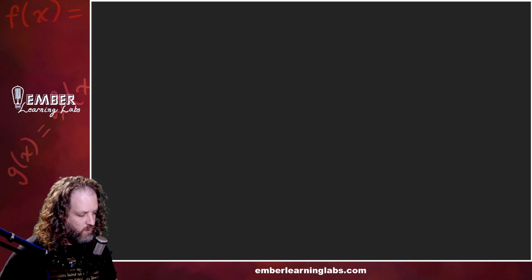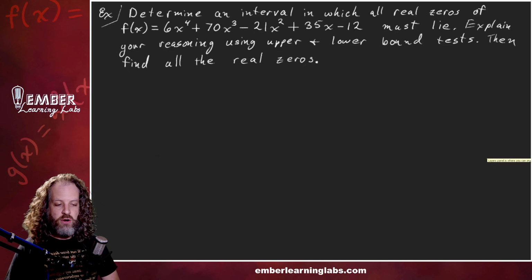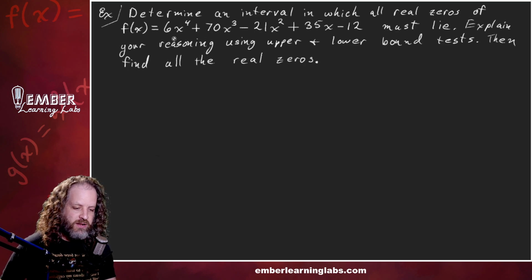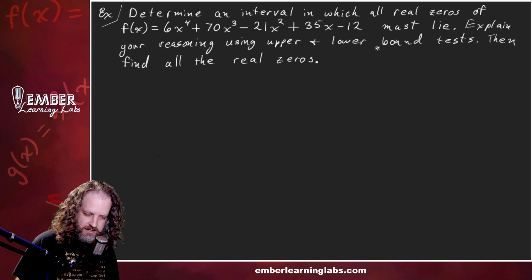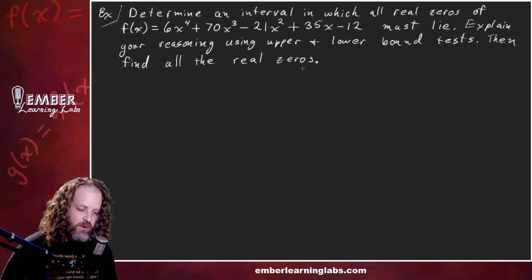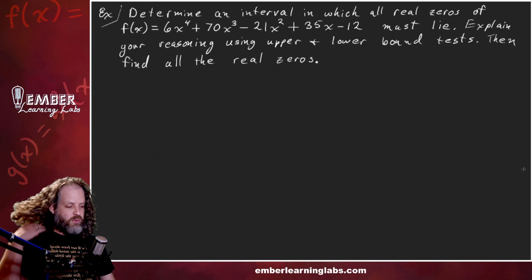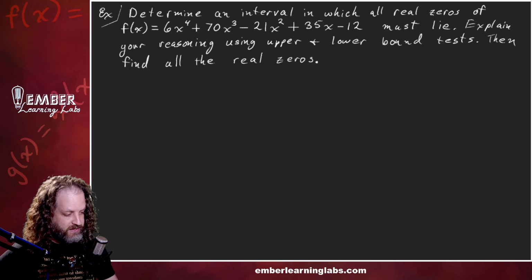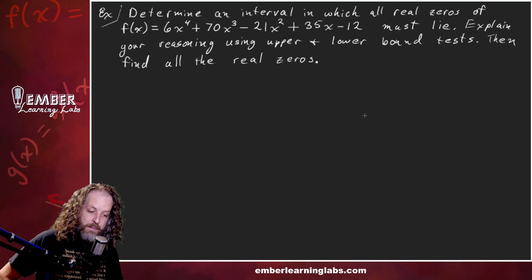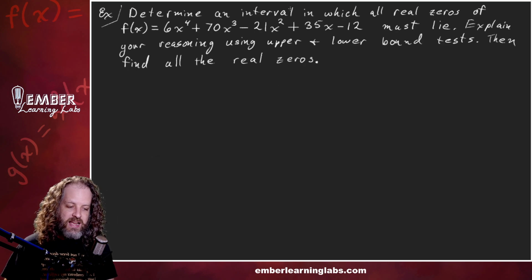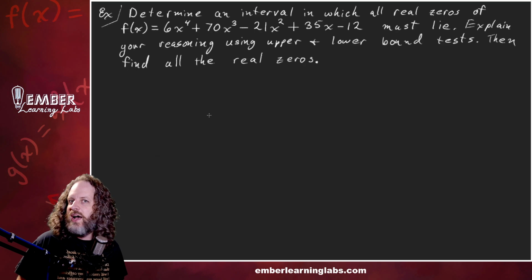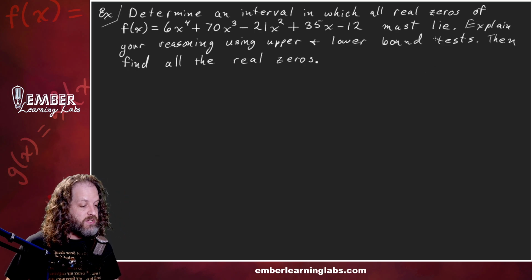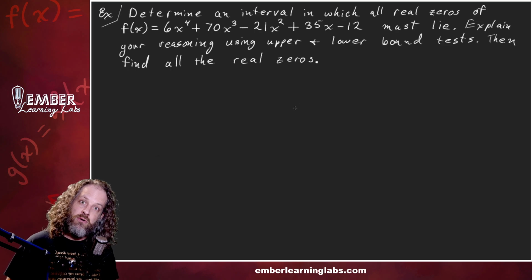Here we go, there's our example. We want to determine an interval in which all real zeros of this function must lie. Explain your reasoning using the upper and lower bound test. So we'll do the synthetic division, then find all the real zeros. I'm going to start with something y'all probably did on the homework in the last lesson: go to the calculator and get a picture of what's going on. I'll get what I think the lower bound is, and then confirm it with the upper and lower bound test.